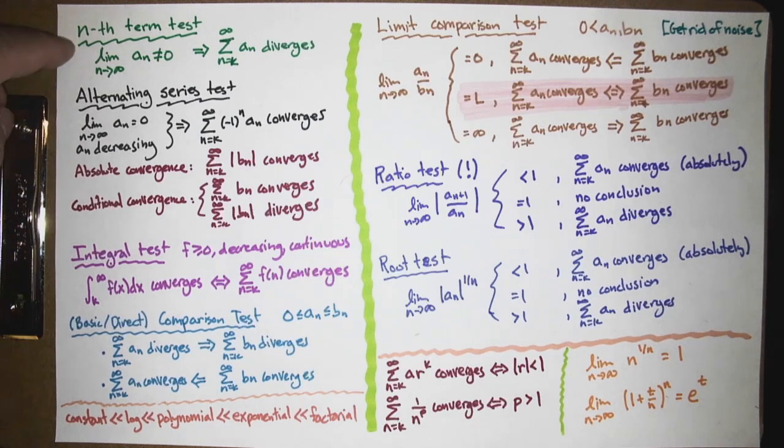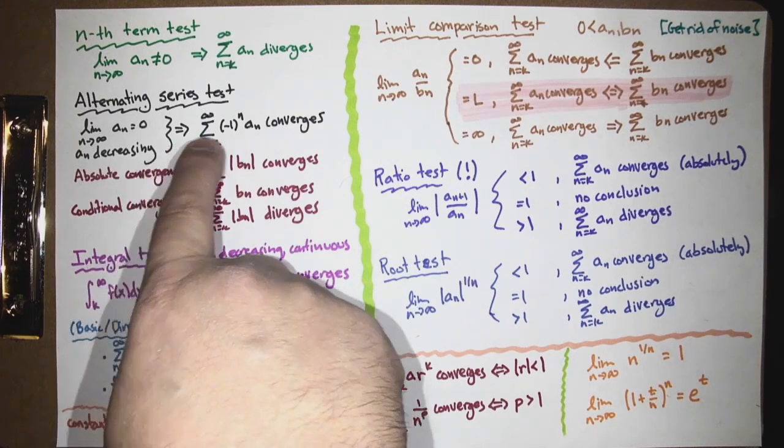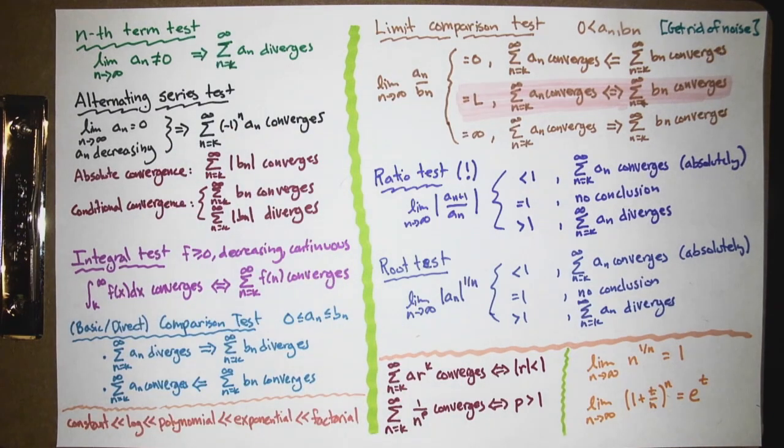You have the nth term test. If the terms don't go to 0, you're done. Game's over. You diverge. Don't even have to do anything else. If the terms go to 0 and you're alternating, look for something that has a plus-minus thing going on. Sometimes it's plus minus 1 to the n. Sometimes it's cosine pi n. But if you see it alternating and going to 0, you're done. Converges. Well, maybe you're done.